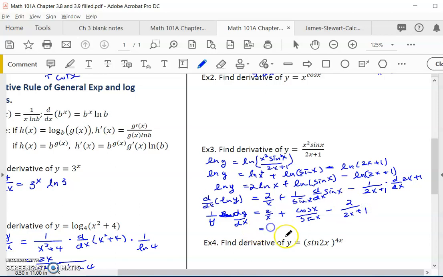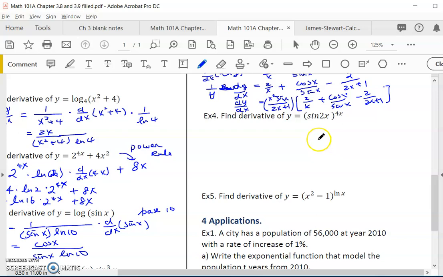So then it would equal what? This. But I want dy/dx only, so I multiply by y on both sides. dy/dx will be y, which is this whole thing that we have, x squared sine x over 2x plus 1, times the one that we have here: 2 over x plus cosine x over sine x, which is cotangent x, minus 2 over 2x plus 1. You don't have to multiply, so this is the original y.